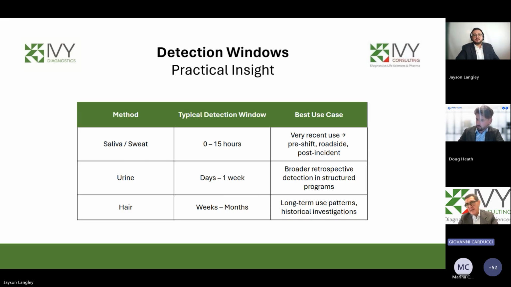In other words, if I cut 1 centimeter of my hair from the skin, every centimeter will be 1 month of time. So I could say that Giovanni took some substance 3 months ago, according to the 3 centimeters of my hair. So saliva or sweat is for recent use. Urine, I would say, covers days to weeks, happening yesterday or 2 days ago, and hair is months.